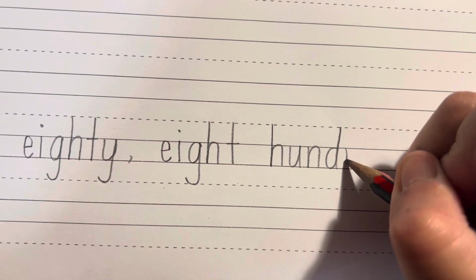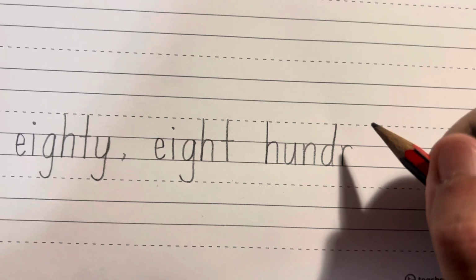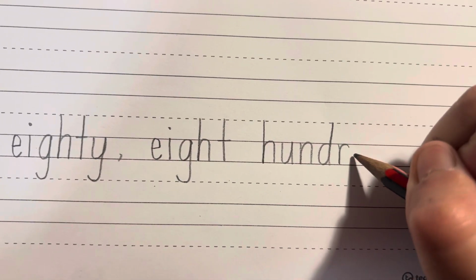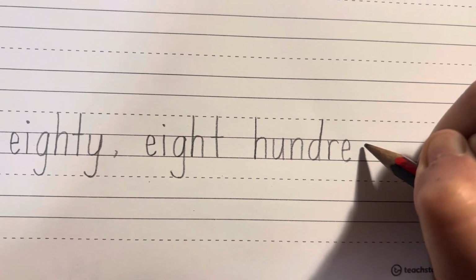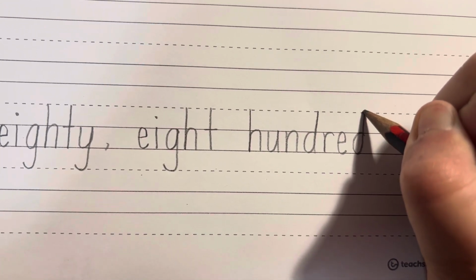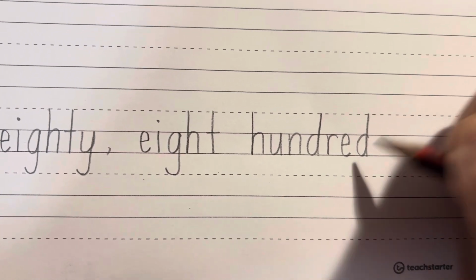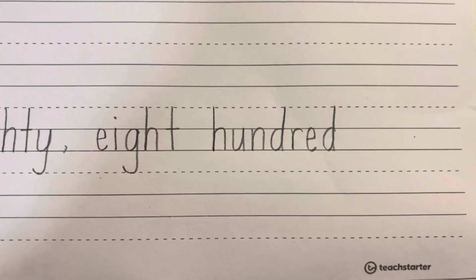And for the R, down, up, around, touching the top line, solid line here, and E, around, and D again. So around, touching the bottom, all the way up, touching the top line, and down. 800. You can start writing.